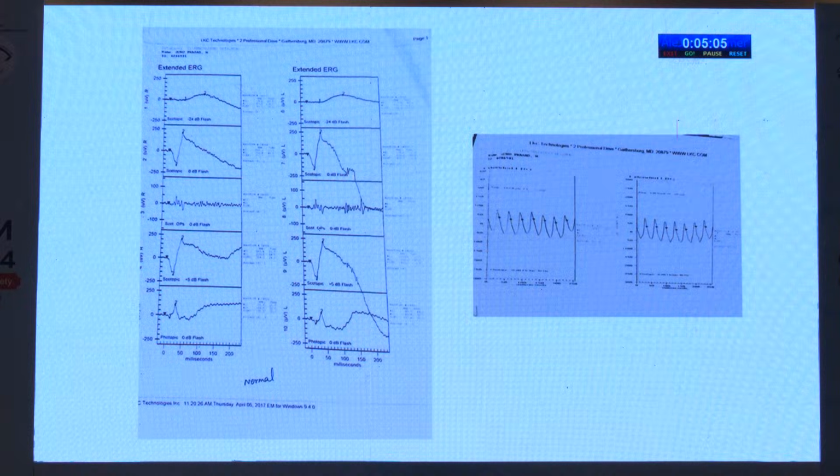This is how the results are generated in an actual scenario. The first four graphs are the dark adapted state, where you can see the A wave and B wave. The last two graphs are the light adapted state. Here you can also appreciate a small A wave and a B wave, but this is the pure cone function at the 30 Hertz flicker state, where you see a seesaw-like pattern.